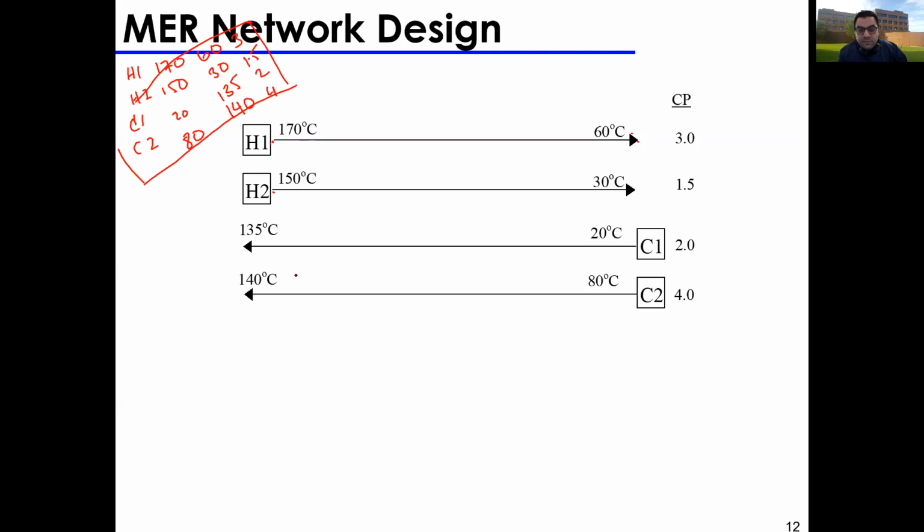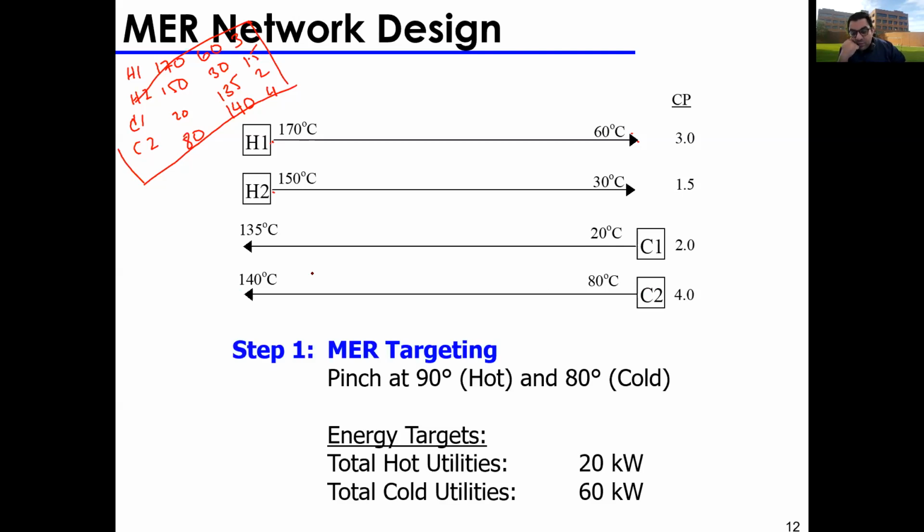So step 1 will always be to find your pinch and divide your problem, or basically just draw a line in the middle. So at this stage, of course, you already know your pinch point and you already know your energy targets, because this step comes after whether you drew your hot and cold composite lines or you did your cascade diagram. So these will be step one. These will be basically done before.